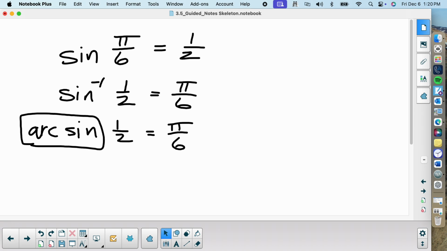Our goal in this unit is to find the derivative, so we're trying to find how fast this information changes. You only need to know 3 of them for the AP test. There are 6 of them, but you only need to know 3.